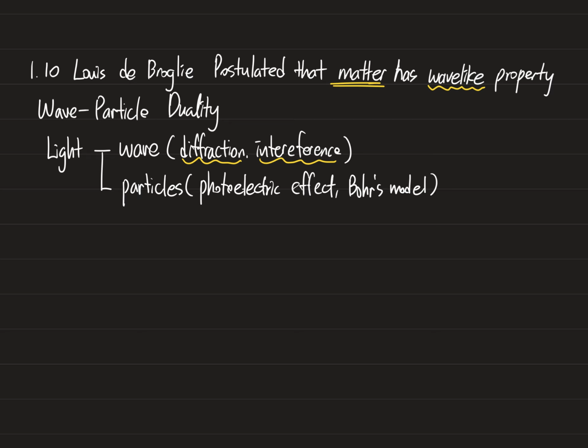This led the French physicist Louis de Broglie to ask a revolutionary question in 1924. If waves can act like particles, then can particles act like waves? Do electrons, protons, atoms, and even everyday objects have wave characteristics associated with them? De Broglie proposed that the answer is yes.